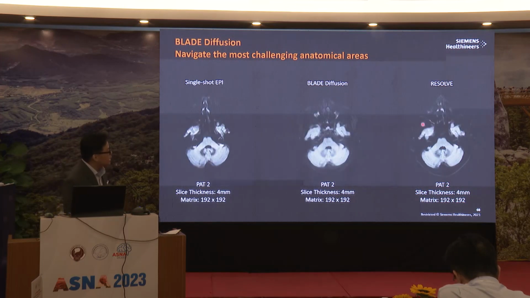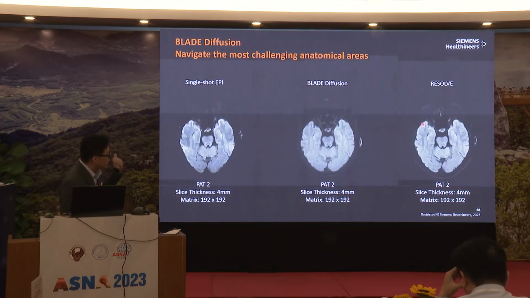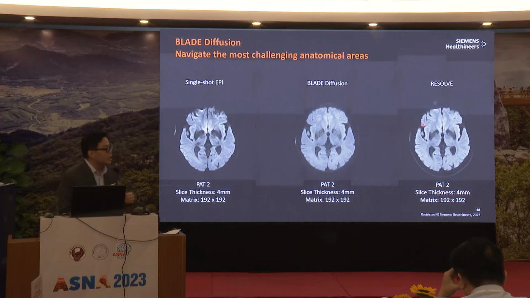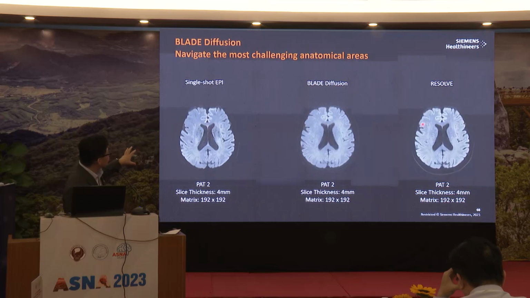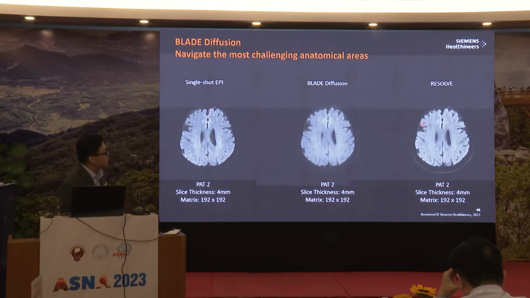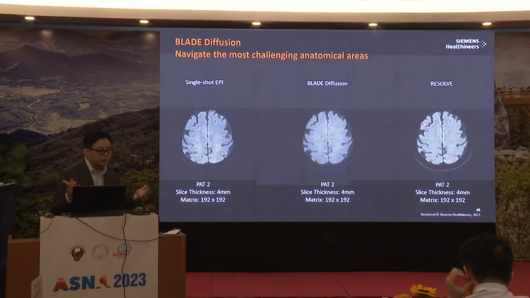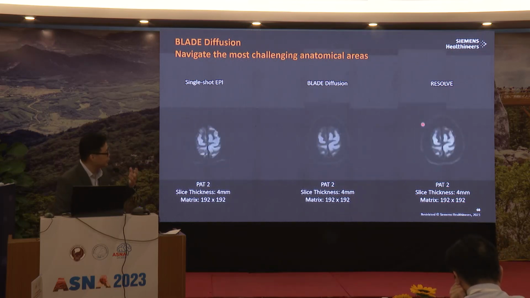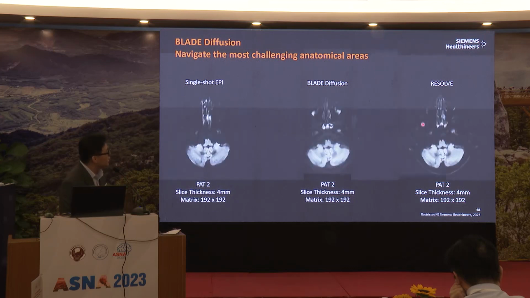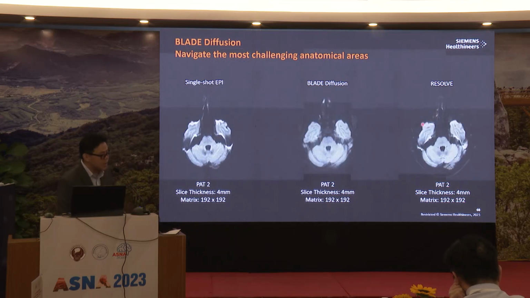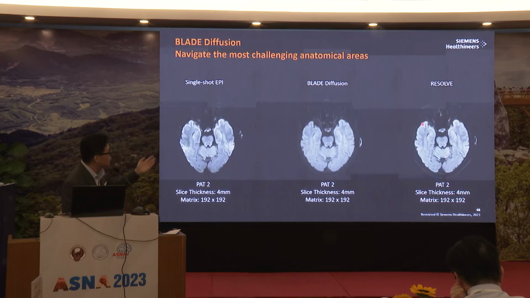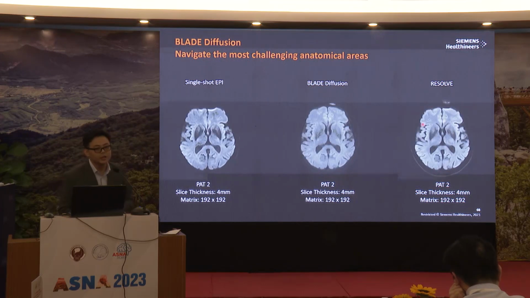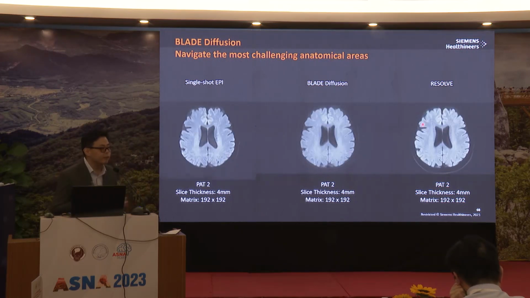So here on this slide, I just want to give you a comparison for the entire whole brain studies. You can see the BLADE diffusion is in the center, the conventional single-shot EPI on the left, and the RESOLVE diffusion on the right. Usually we know where to find these artifacts: in the frontal sinus, in the sphenoid sinus, etc. These are the places where you find the distortion as well as a high signal piling up. However, if you look at the center image, the BLADE diffusion, there's no artifact there. So we can call it an artifact-free diffusion.